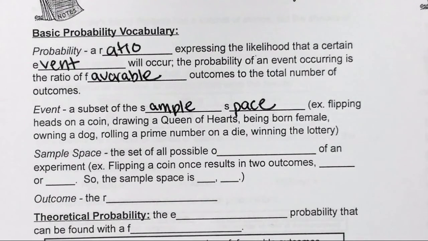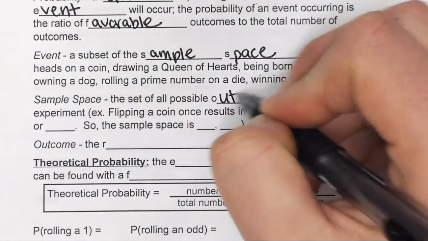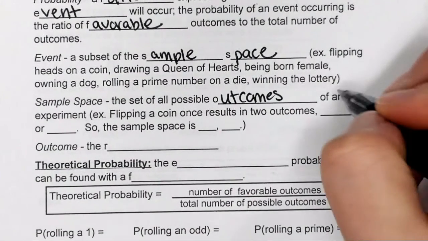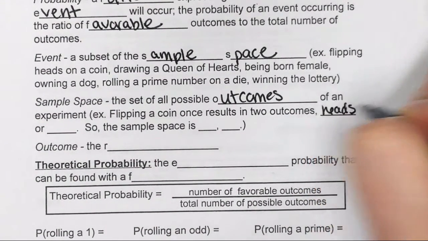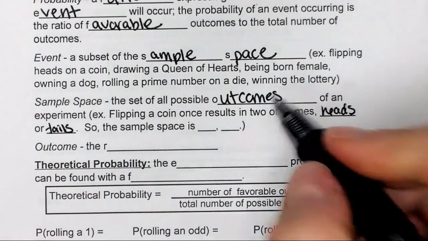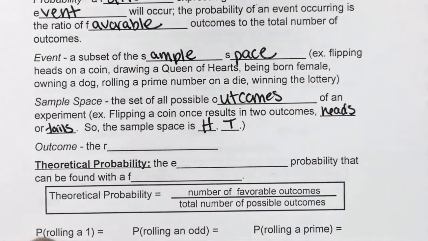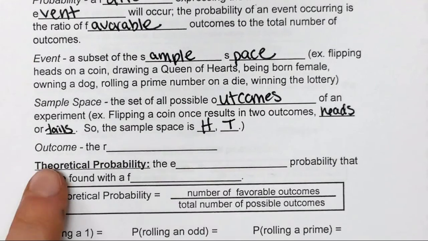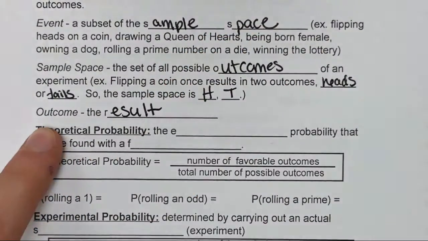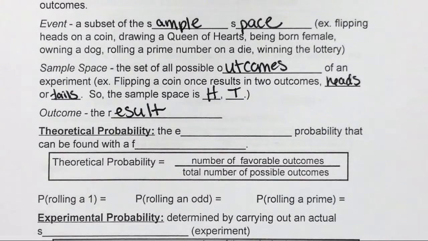The sample space is the set of all possible outcomes of an experiment. So, for example, flipping a coin once results in two outcomes, heads or tails. So the sample space would be heads and tails, and we can use abbreviations. So we could use those letters H and T. Okay. Outcome is the result, or a result. Quick vocabulary review.